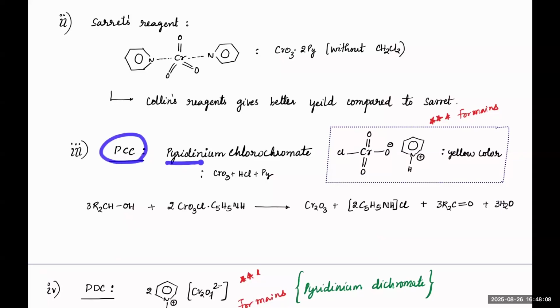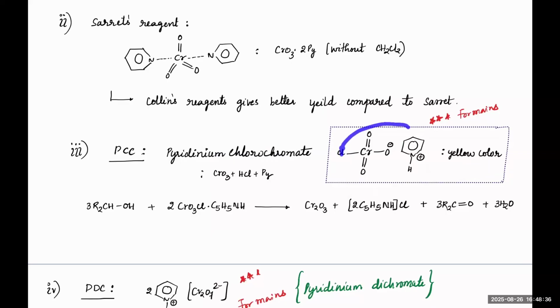PCC means pyridinium chlorochromate, which is CrO3 with HCl with pyridine, but no water. Remember, there should not be any water. If you are a mild oxidizing agent, that means there should not be any water content in it. So this is what happens. This is pyridinium chlorochromate. Then this is usually a yellow color solution.